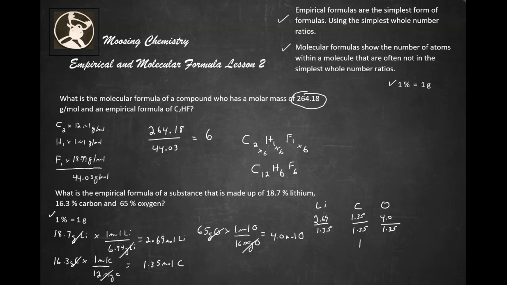So this is going to give me 1 for carbon. 2.69 divided by 1.35 is going to give me 1.99, which is 2. So we're going to make that a 2 right there. Okay, and then we're going to look at this 4 here. 4 divided by 1.35 is going to give me 2.96, which is 3, right?